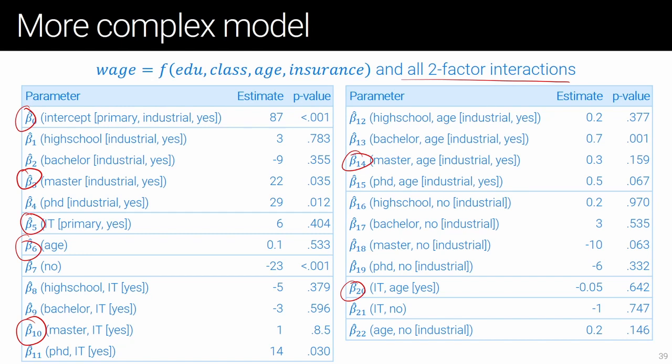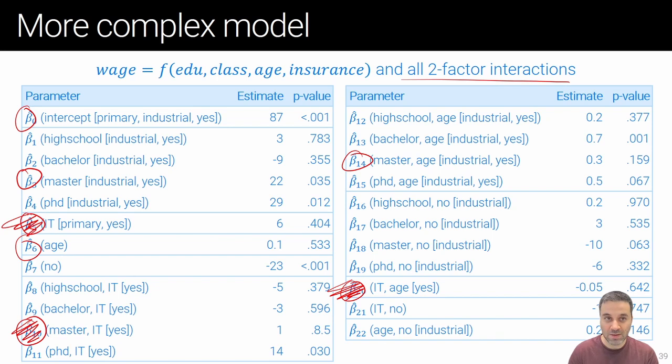What if we want to say again the same profile but for an industrial setting? Then we need to drop this one interaction because it's only for IT. Then we need to drop as well this one, master and IT, and then we need to drop this one as well. We sum the estimates and then we get our final answer.